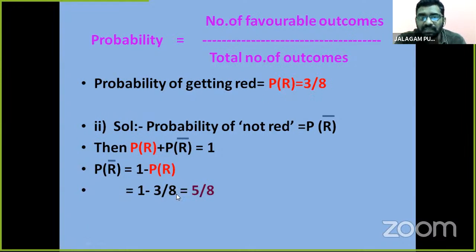What is the probability of getting red here? 3 by 8. So 1 minus 3 by 8. We change it into like fractions: 1 is 8 by 8, so 8 minus 3 is 5 by 8. So the probability of getting red is 3 by 8, and the probability of getting not red is 5 by 8.